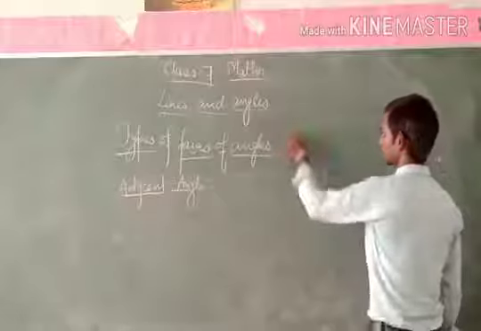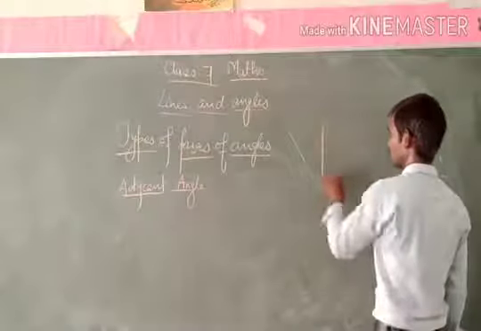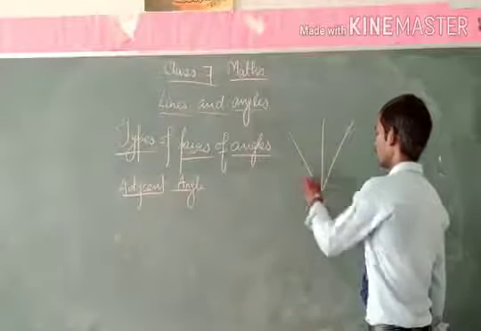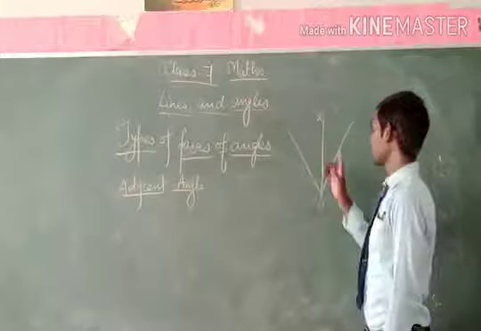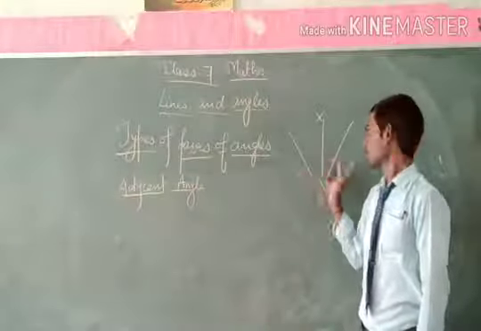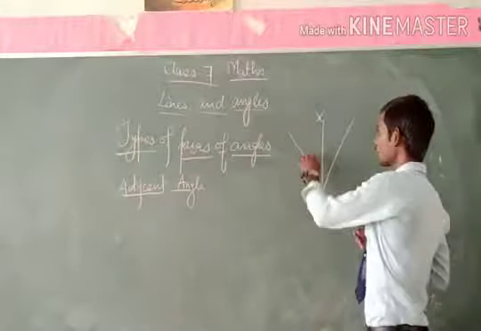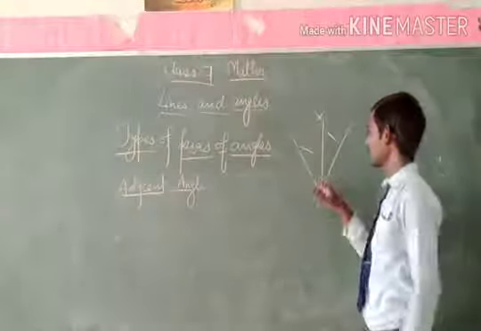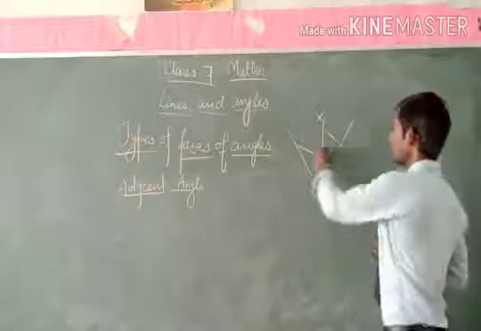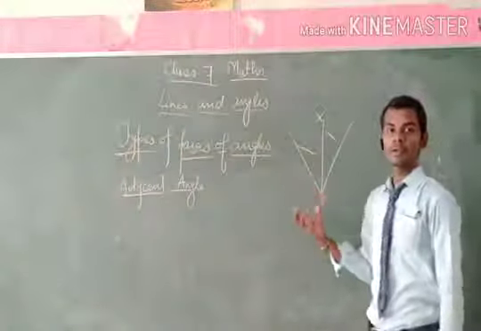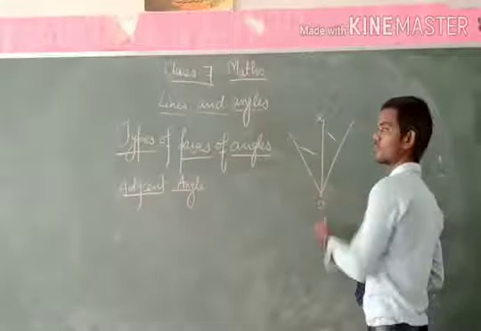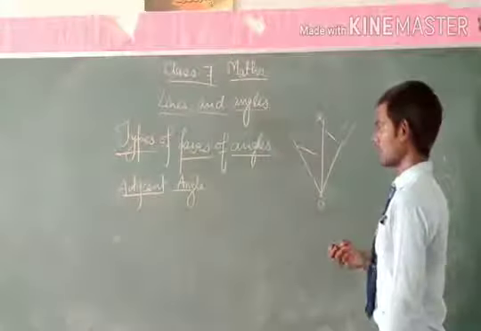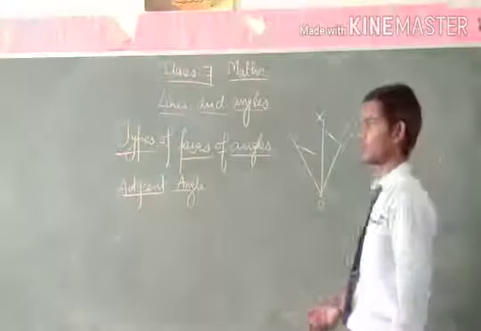Here in this figure we can see that the line segment OX is common for both angles. Here two angles are given. This is the first one, and this is the second. And in the figure we can see that OX is the common line for both figures. So we can say that these two angles are adjacent angles. Okay, so now let us see what the adjacent angle is.